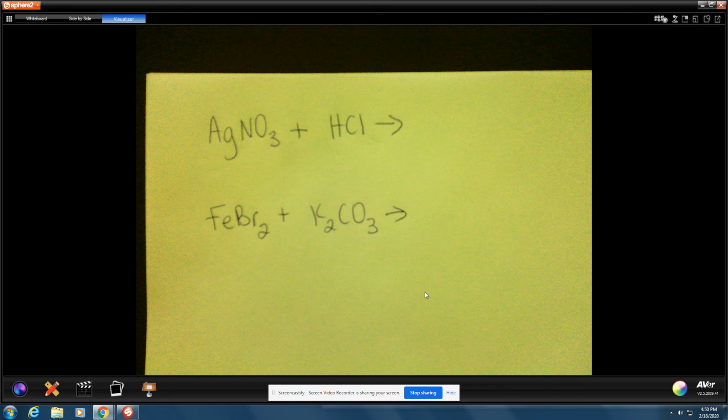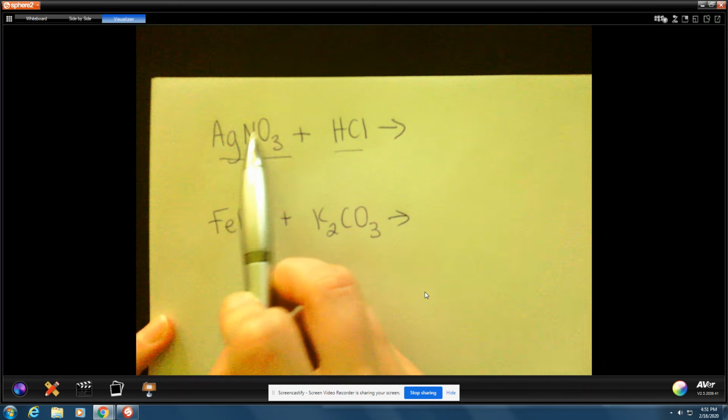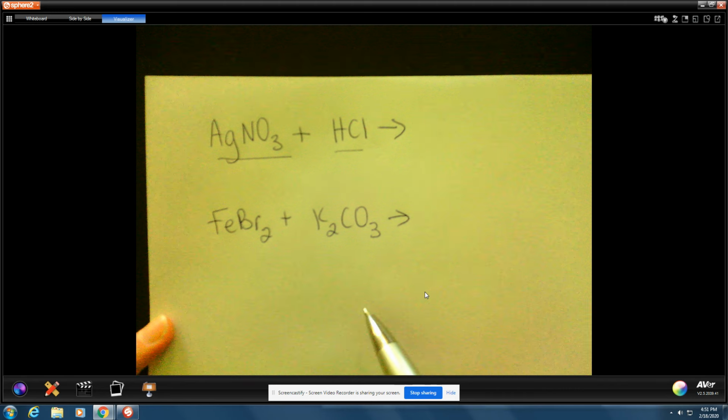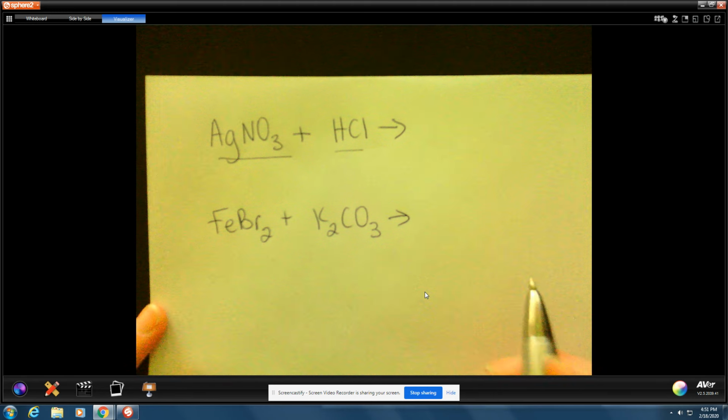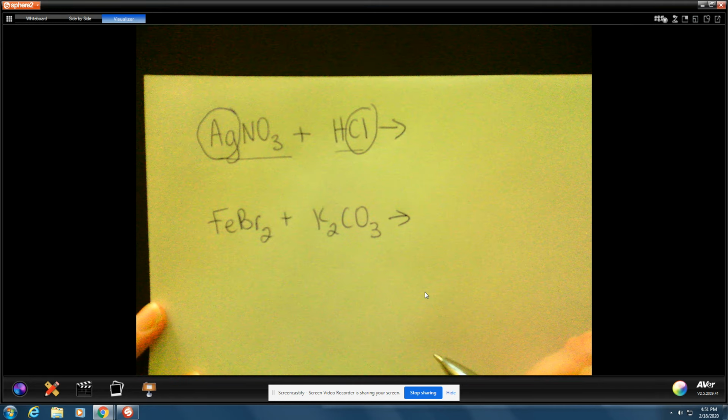In this quick video, I'm going to go over double replacement reactions. So the way you're going to know it's a double replacement is when you have a compound plus a compound, which just means you have multiple capital letters in both of them. When you have this, what happens is the first thing on this side and the last thing on this side are going to combine over here.